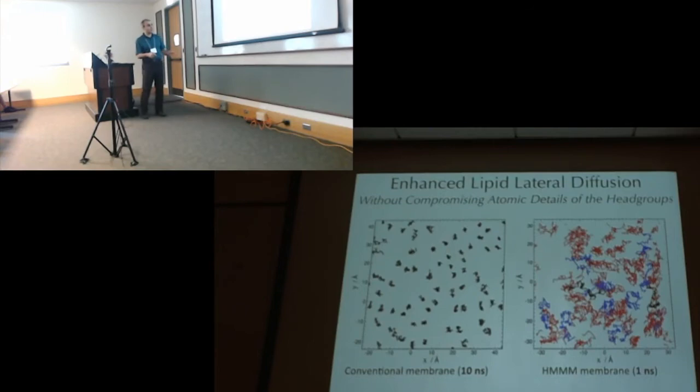So now you can see, if you look at the top view of a membrane in a 10 nanosecond simulation of a conventional membrane, these are individual lipids essentially just moving where they are. Whereas in a 1 nanosecond HMMM simulation, 10 times shorter, you already see mixing, which is what you want in simulations. And that allows you to have much better sampling of lipid-protein interaction.